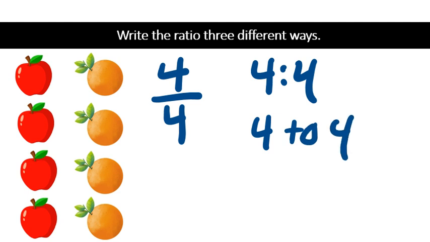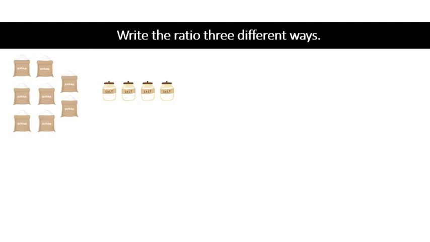Now, I want you to notice something. What we have here is a 1-to-1 ratio. That means for every apple, we have an orange. We have an equal number of things that we're comparing here, which is pretty darn cool. Now let's scroll on down and do a few more examples.